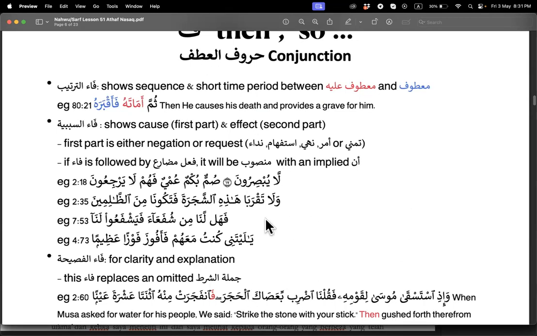What's the mudhari form of kana? Yakunu. Yes. This is takuna, which means two. This is actually the musanna, takunani. So what kind is this? Is it marfu, mansub, or majzum?